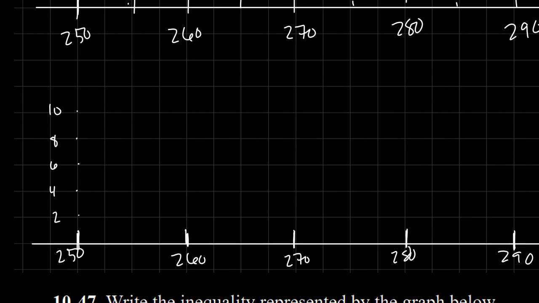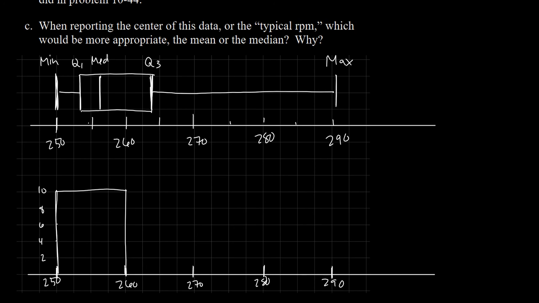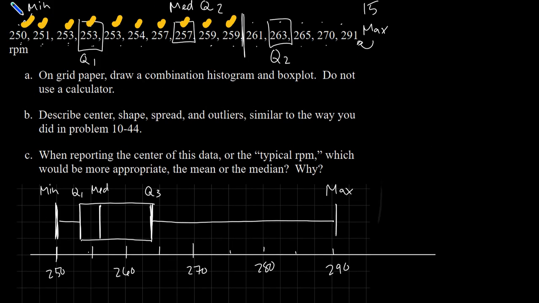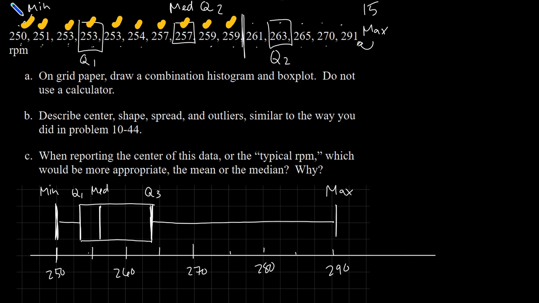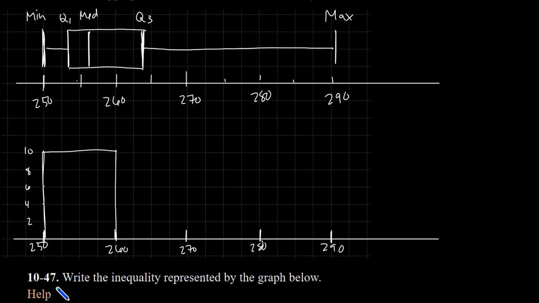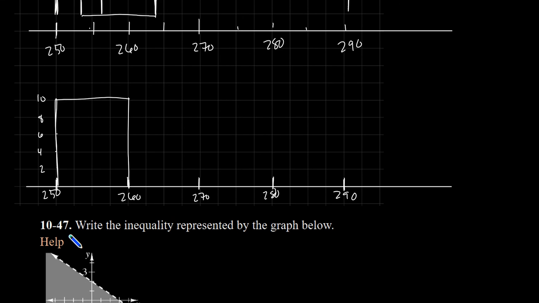So this first one's going from 250 to 260. This represents my first bin, and it's got 10 values in it, or it's the first bar on the histogram. The next one's going from 260 up to but not including 270, and that only has 1, 2, 3 values in it. So that's going to be in between the 2 and the 4. So this would be 3 values for this.